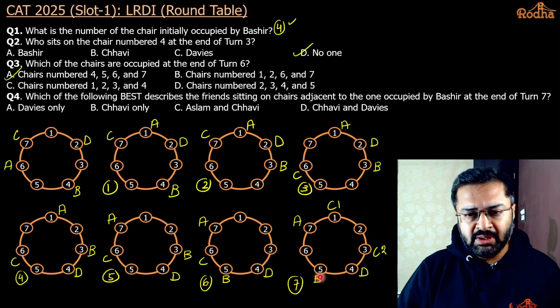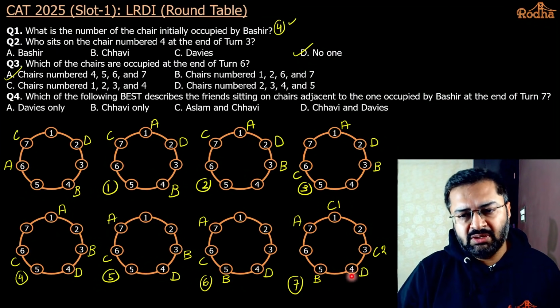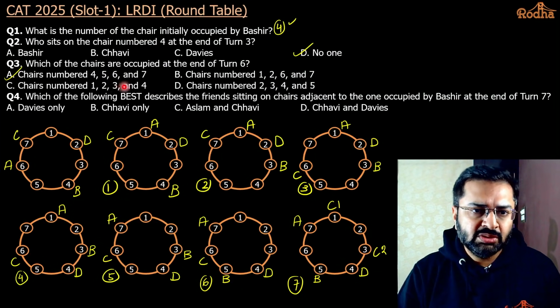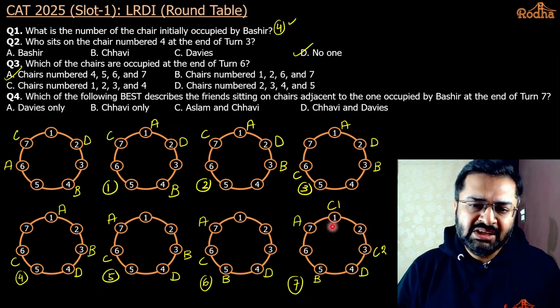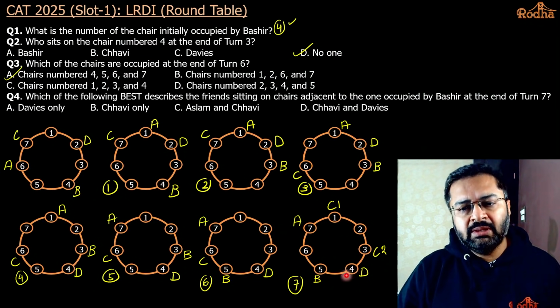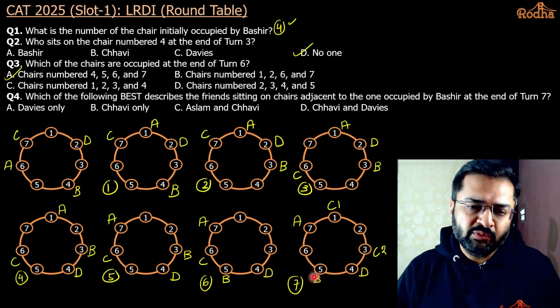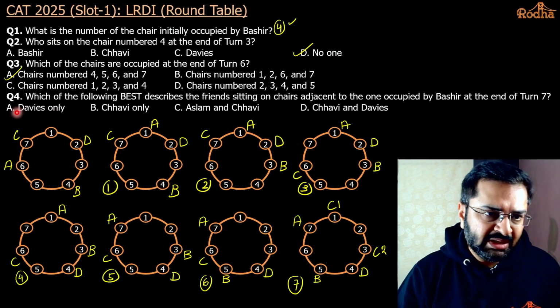So this is B and this is turn 7. So adjacent to B, C is either at 1 or at 3. So who is beside B, or who is adjacent to B, at the end of turn 7? So it's D. Look at the options. Best describes the friend sitting on chairs adjacent. So that's D only. Whether it's option 1 or option 2, or case 1 or case 2, C is either at 1 or 3. A is fixed at 7, B is at 5, and the only neighbor of B at this stage is D, who is at 4. So the answer would be D only, that is option A.